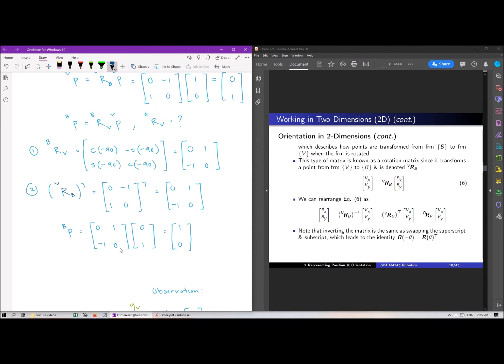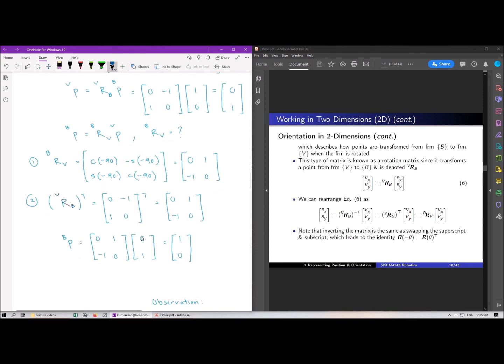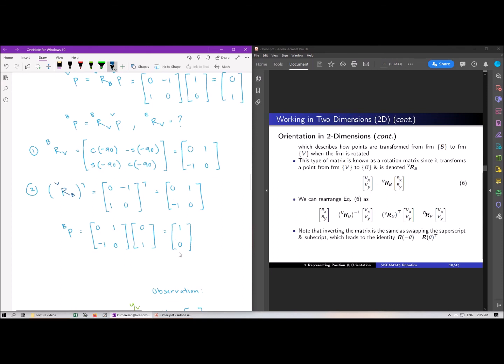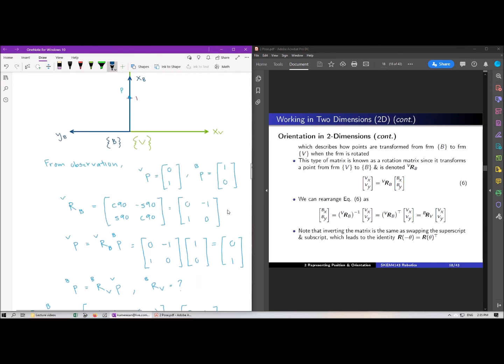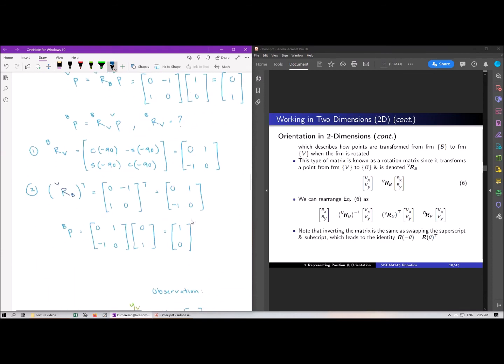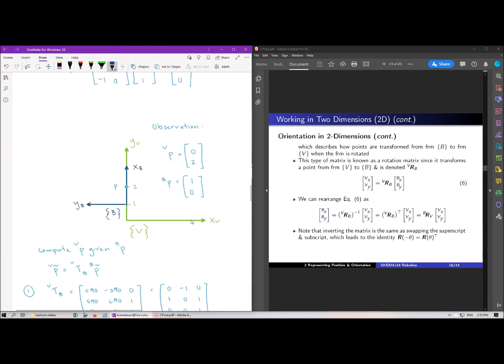So RVB multiplied by PV, which is 0, 1, and the answer is 1, 0. Is it correct? Let's check from observation. Yes, it is correct.